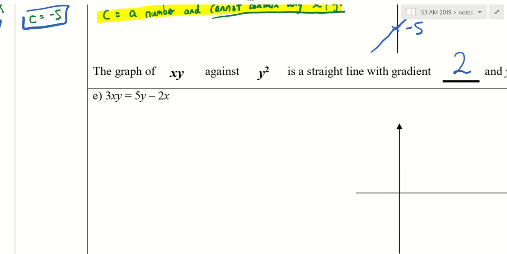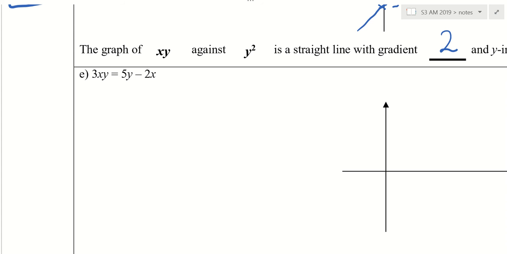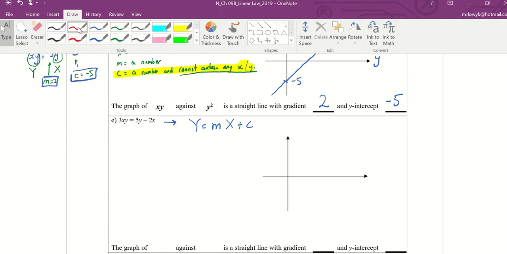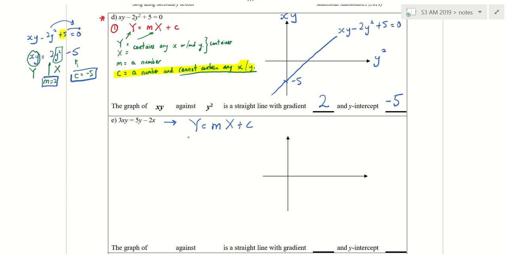Now, Jing Feng, what you need to do here is convert this into big Y equals M big X plus C. Oh, I forgot something important. Can I write it in red? This Y must be positive 1. That means you cannot have 2y, 3y, 4y, it must be only 1y. It's the same as the Y equals mx plus c.